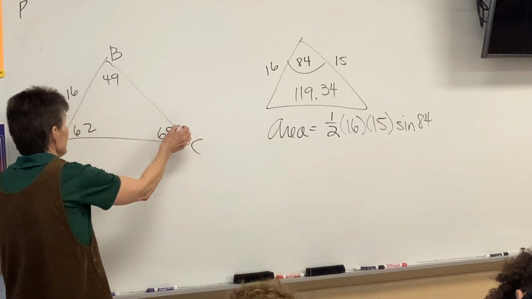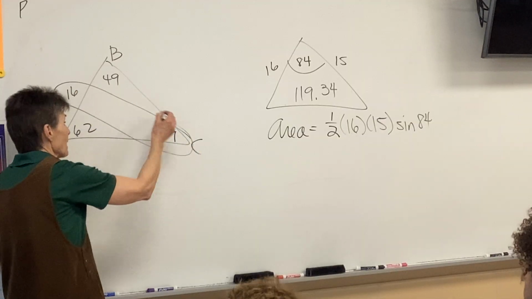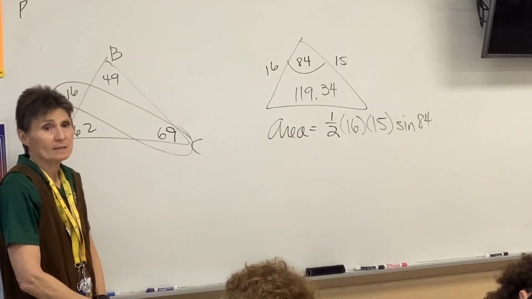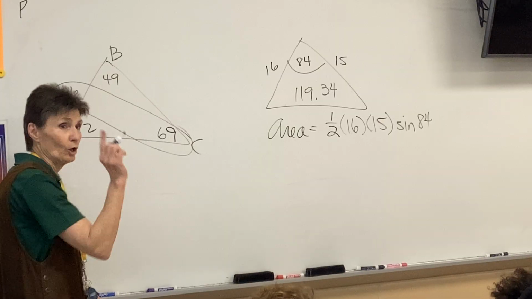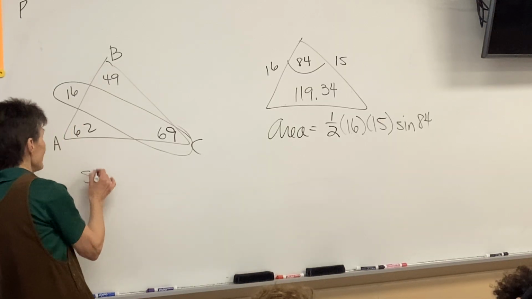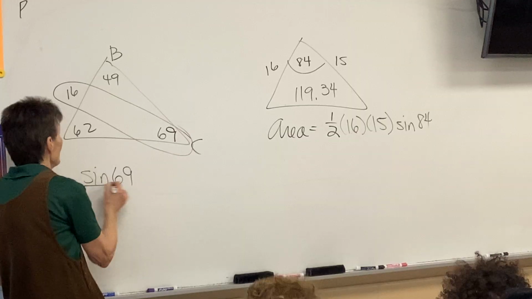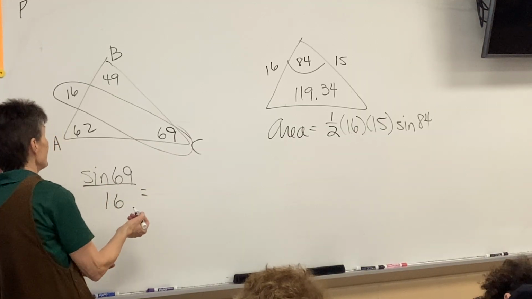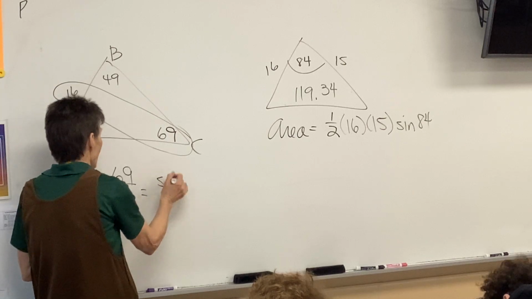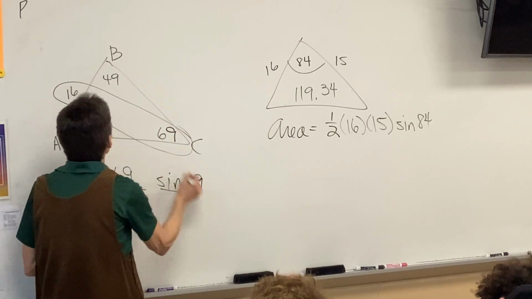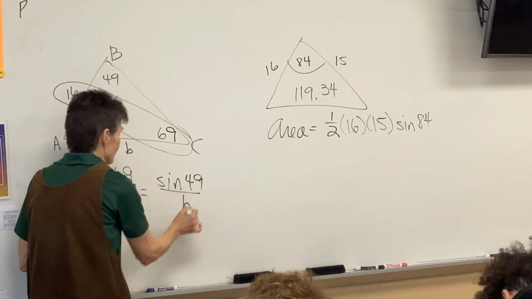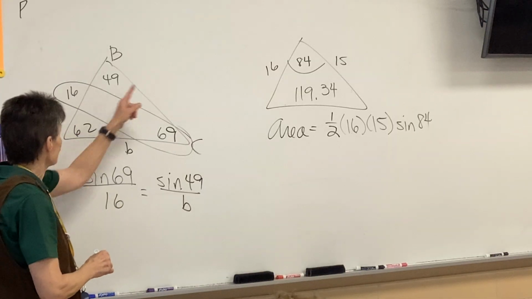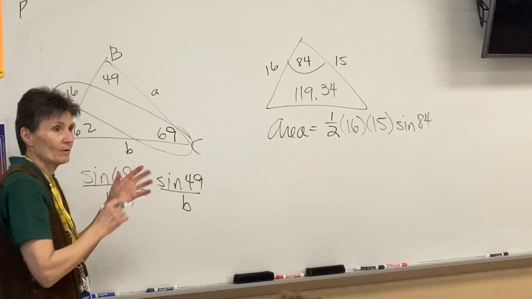Now, look right here. What do I see right here? Why does that make my heart sing? Law of sines. So look, watch this, guys. Sine 69 over 16 equals sine 49 over b. I could also have done sine 62 over a, it wouldn't matter.